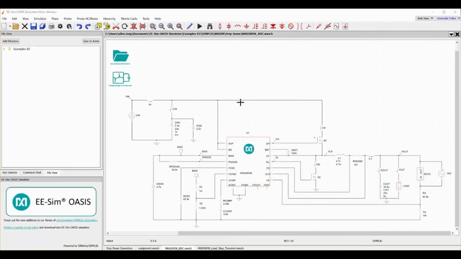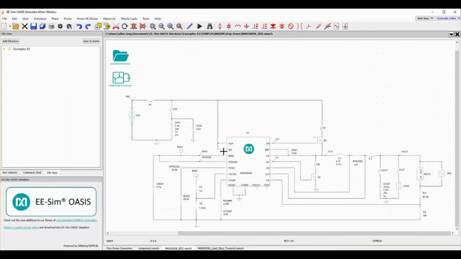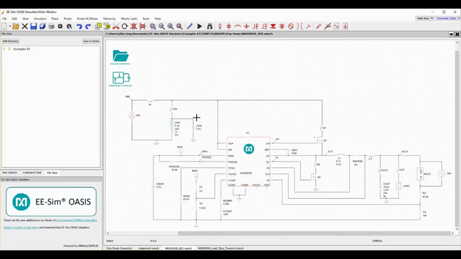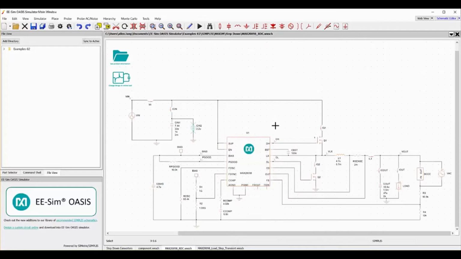After loading MAX20098 onto EESIM OASIS, we first change the Vin voltage source to 12 volts. Then we set the initial condition of our input caps, CIN1, to 12 volts, then set CIN2 initial condition to 12 volts. Since this is an external resistor feedback part with feedback of 1 volt, we'll change the resistor R4 to 10k ohms, then R3 to 90.9k ohms.